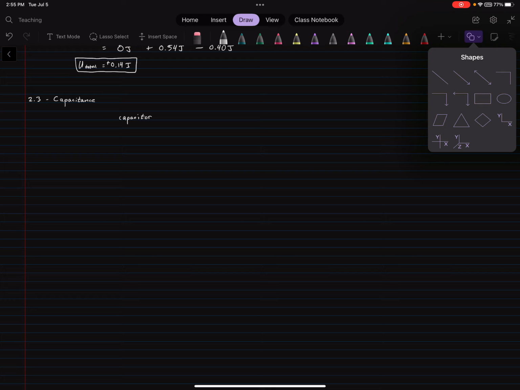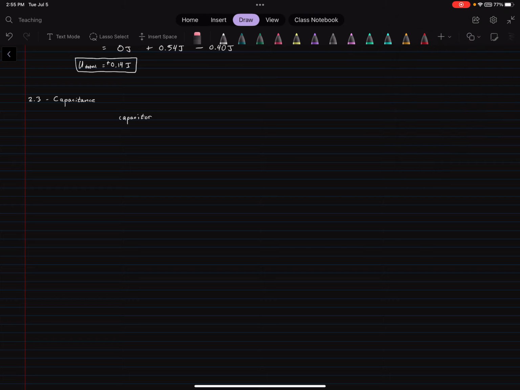So let's do this one in red. Here's one plate with its positive charge Q and area A. And then here's another plate down here with its negative charge, negative Q. And there's some separation here, which I can draw like this, some separation D. And of course, there's some potential difference.